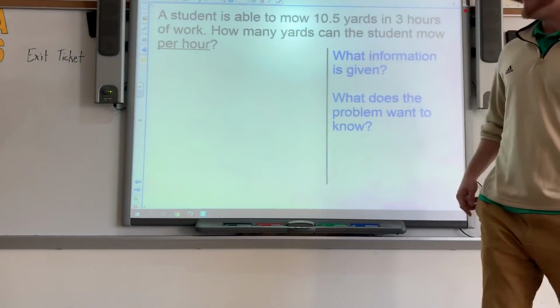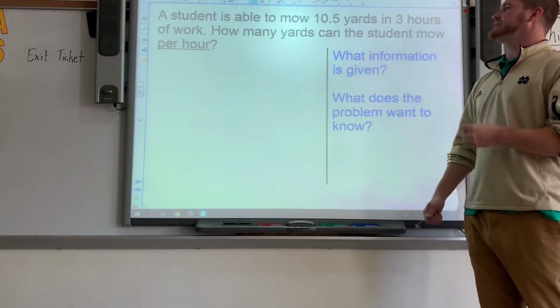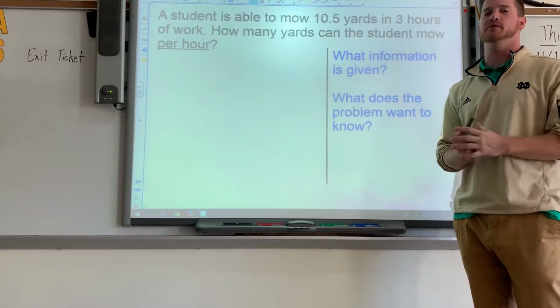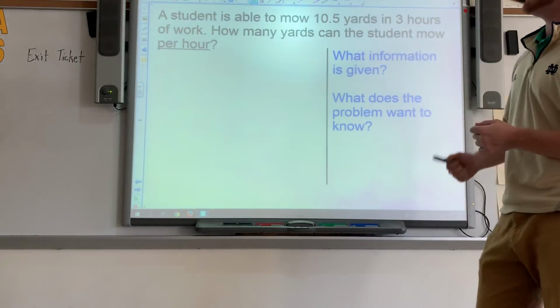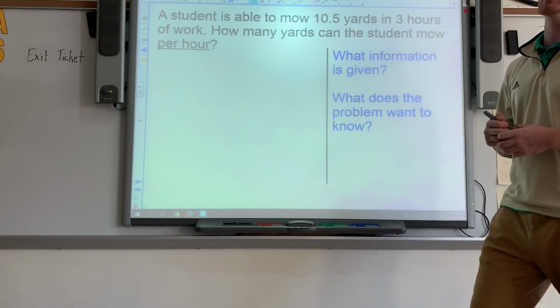Okay, another example. We have a student here. He's mowing 10.5 yards in 3 hours of work. So let's say he's got a job at the weekend. In 3 hours, he can mow 10.5 yards, or 10.5 lawns. How many yards can the student mow per hour?